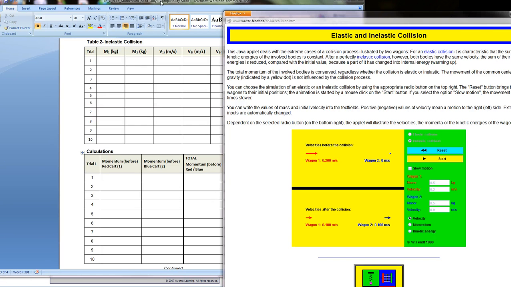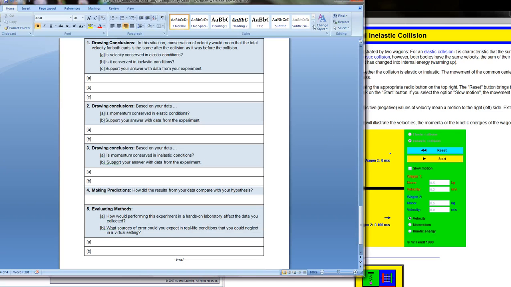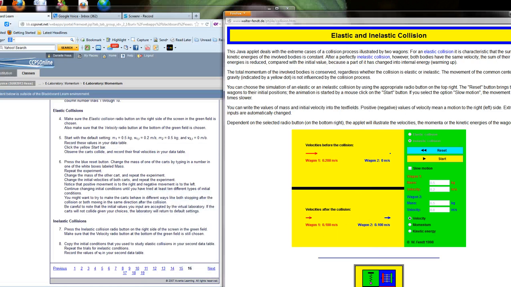And this is just a basic overview of your momentum lab. Then you'll go through, answer your conclusion questions, and turn it in.